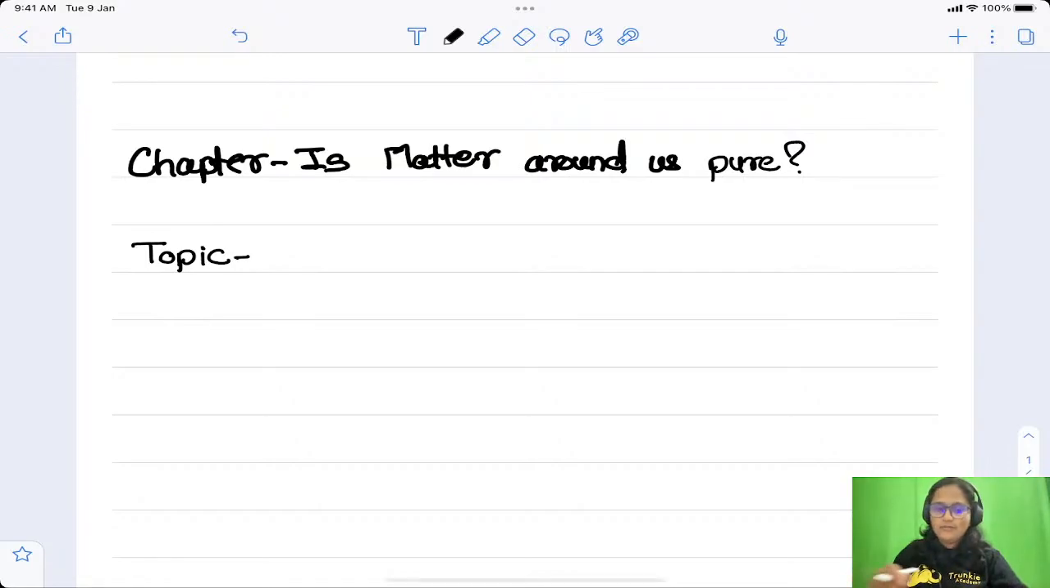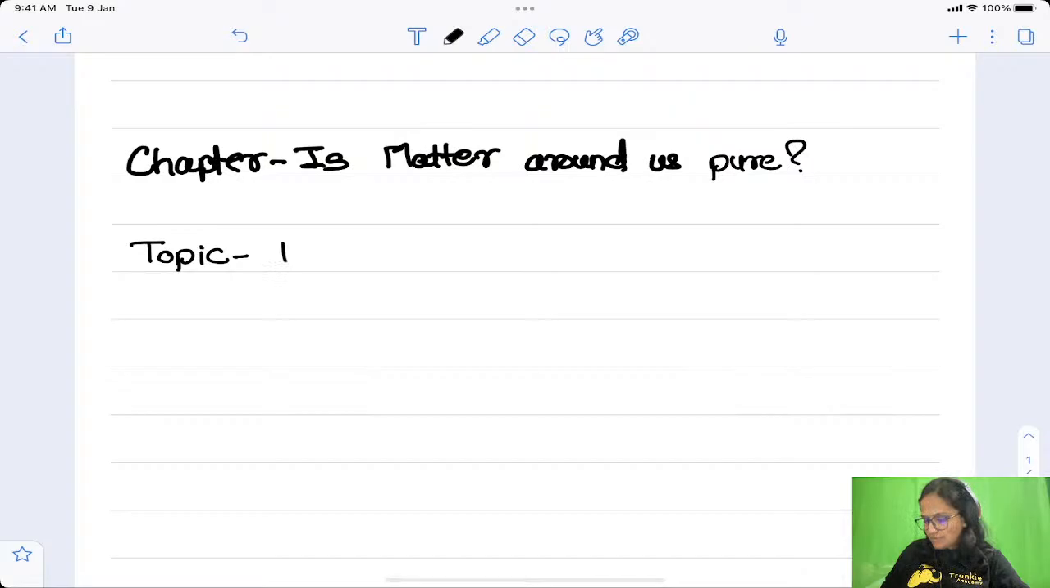The title of the topic is the types of solutions, which we started in yesterday's session also. Some part of the types of solutions we have seen in the last class also.